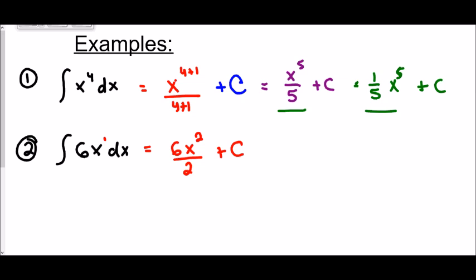Now, you can simplify this. 6 divided by 2 is 3. So our final answer here would be 3x squared plus C. The thing about integrating is that you can always check by taking the derivative. If you want to check, just take the derivative of your answer.